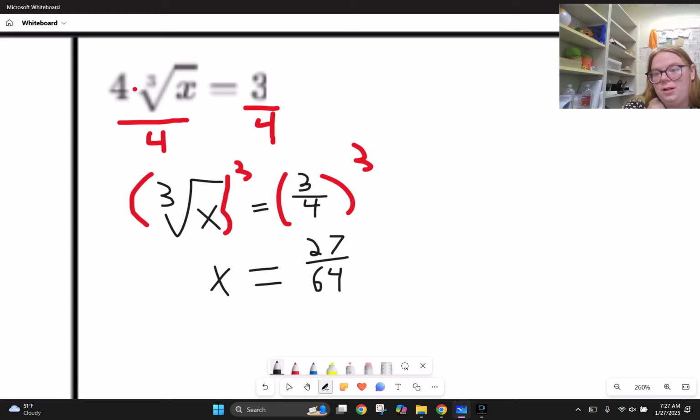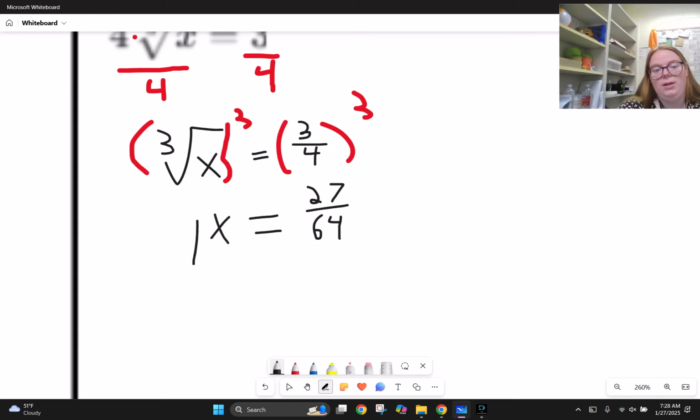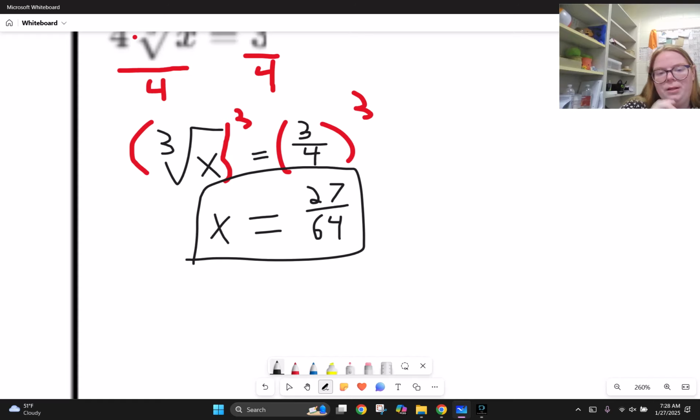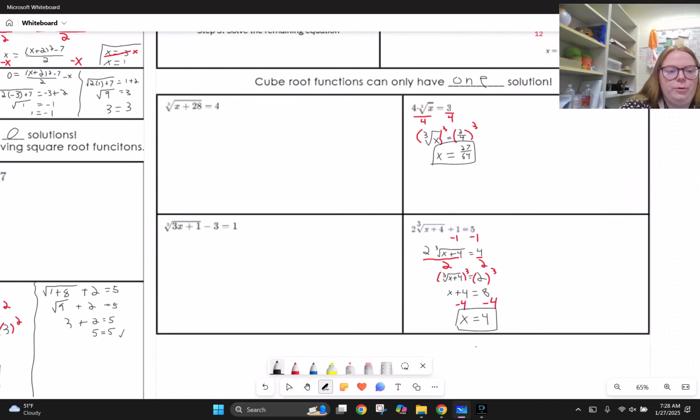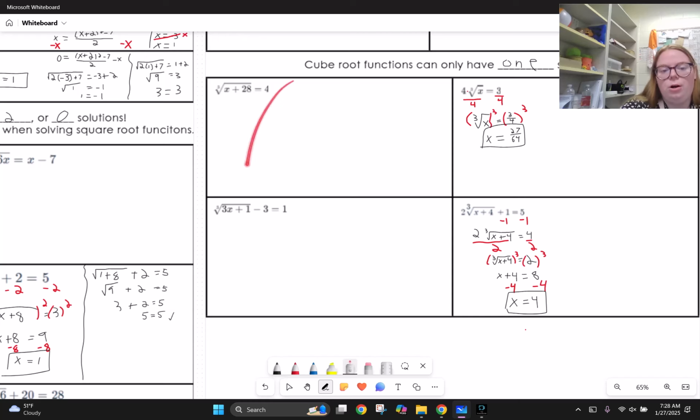Again, for cube roots, I do not have to check for extraneous solutions. You can if you want, but no matter what, it's going to be a true solution, so you don't have to worry about it. Okay, I want you to do the rest of the problems on your own. Cube roots are a little bit easier, so if you are struggling, I would recommend you work with those first.